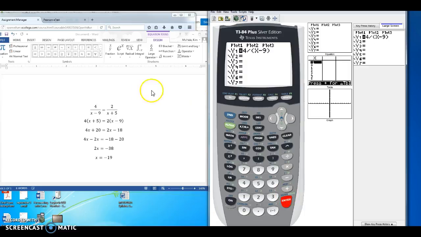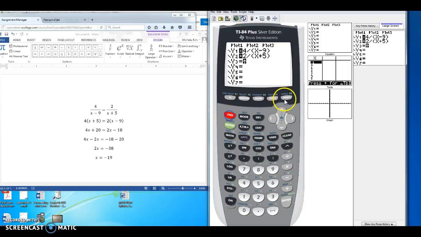Hit enter. It automatically brings me down to the y2, and I'll have 2 divided by parentheses x plus 5. Great. Enter.